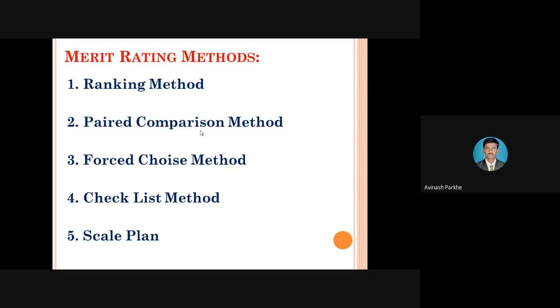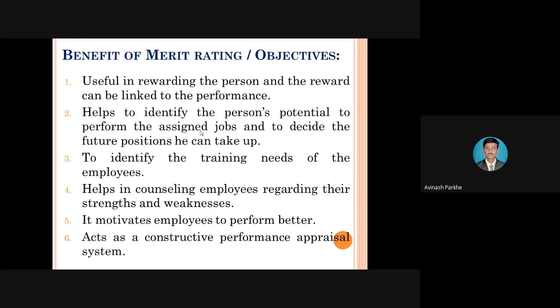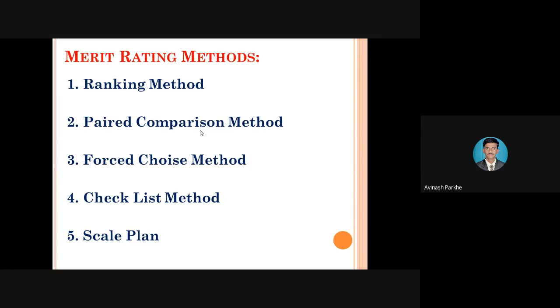We have discussed the basic definition of merit rating, which is also called performance appraisal, where we are checking the performance of the person who is working on the job. Then we discussed all the benefits of merit rating. If it is not implemented in the industry, then what disadvantages will happen, we can understand through these objectives. These are the 6 objectives which are very useful in the industry. And then we discussed all the 5 methods, in which method what will take place, and how the performance will be checked by those particular methods.